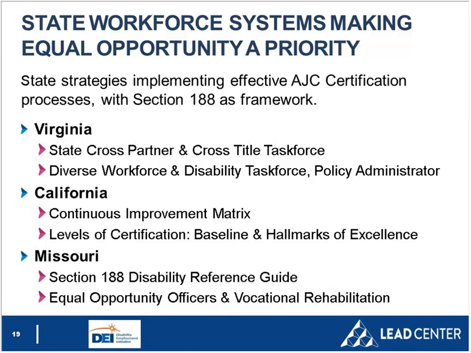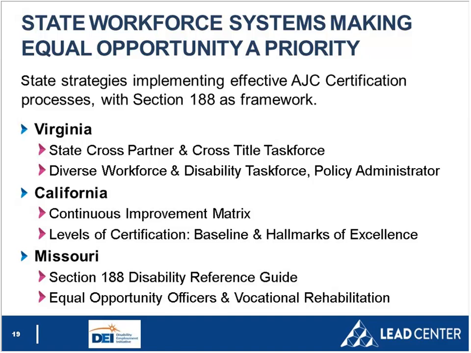We then heard from California, who shared their state's 2 levels of AJC certification, baseline and hallmarks of excellence, as a way for AJCs to meet realistic and attainable criteria, while also having the opportunity to highlight where they may be exceeding the expectations. The hallmarks of excellence also identify areas in need of improvement and help to motivate the AJCs to recognize that the systems need to always work towards improvement. This process doesn't end with their certification. It is ongoing.